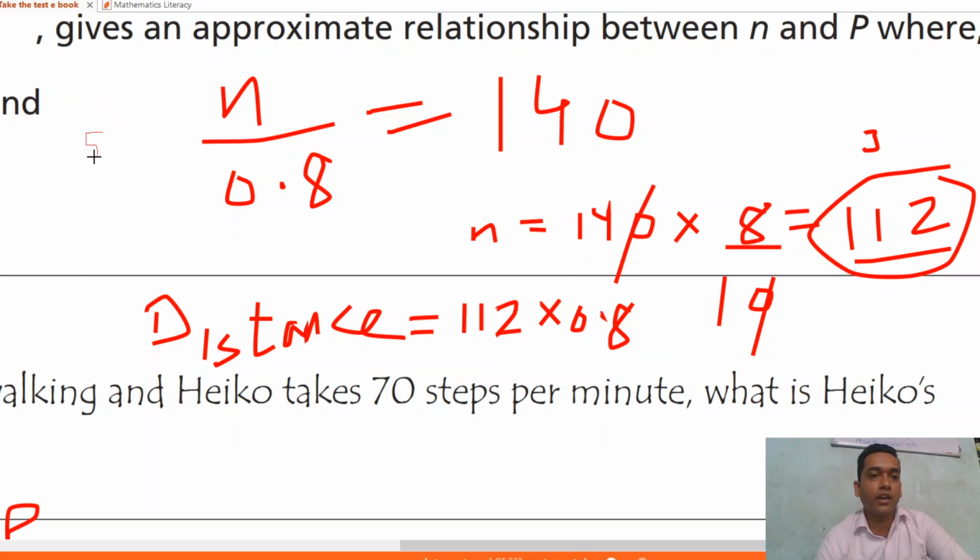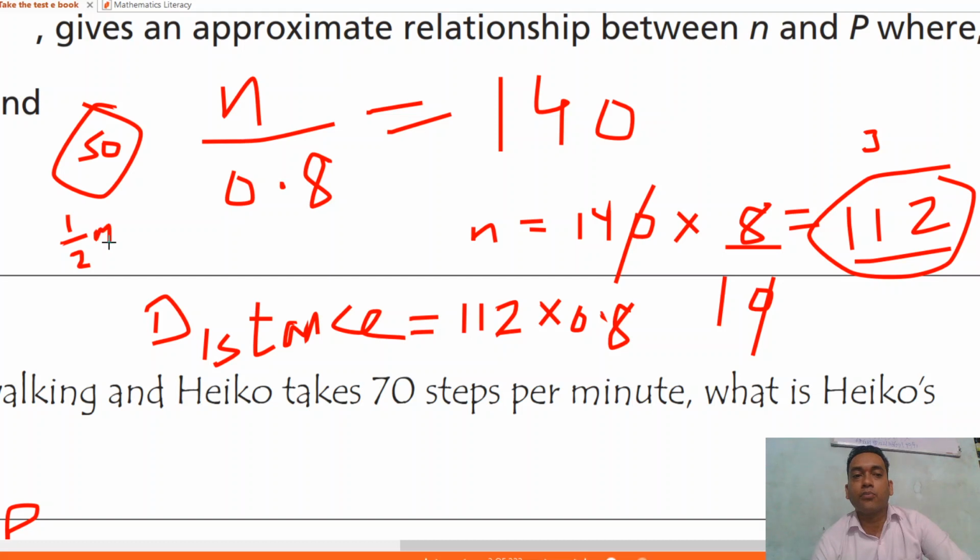Okay, let us say in a minute you are taking 50 steps. In one step you are covering half a meter. Let us say your stride is small, your pace length is small, and in one step you are covering half a meter. So in 50 steps, how much distance will you cover? You will simply multiply 50 with half, that is 25 meters.